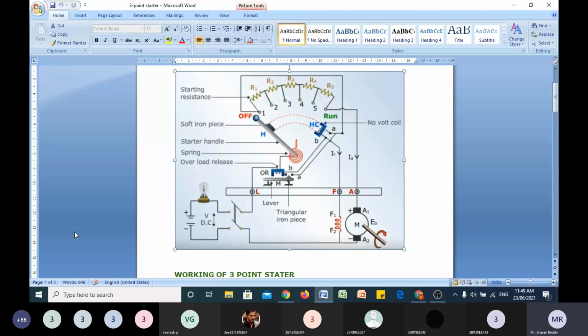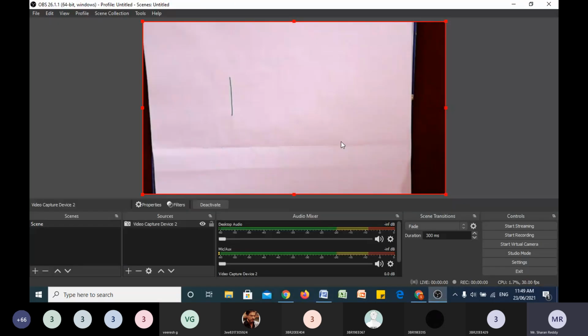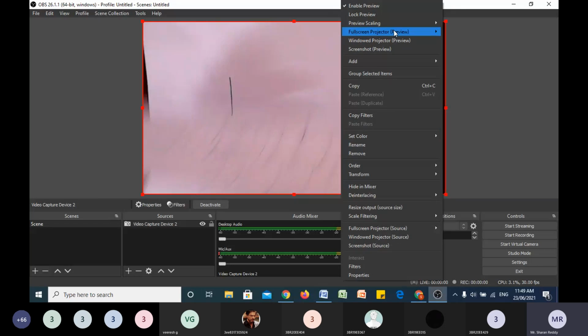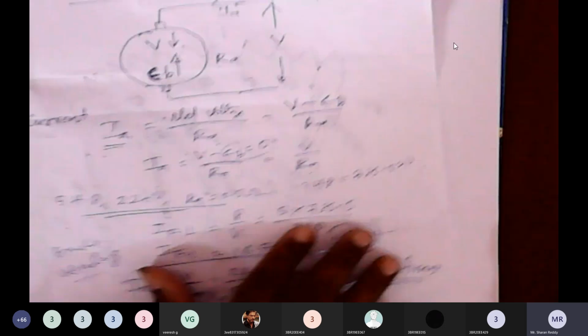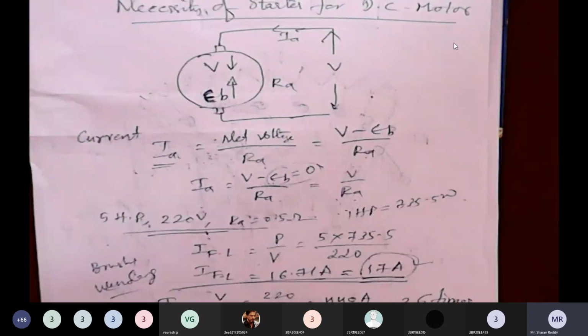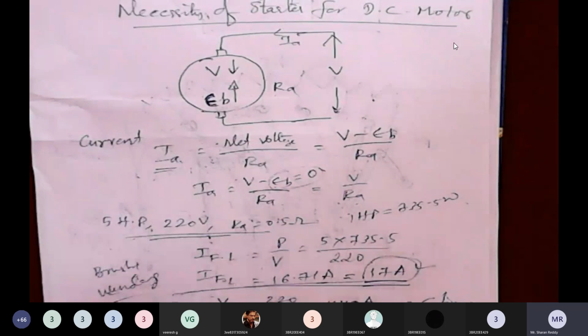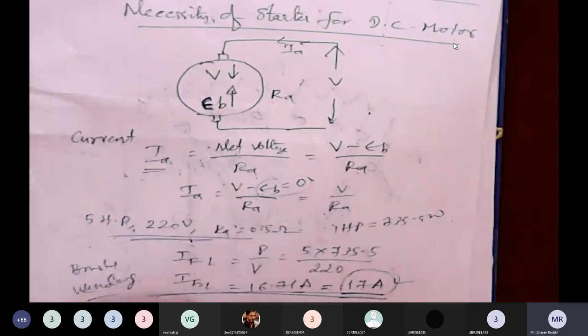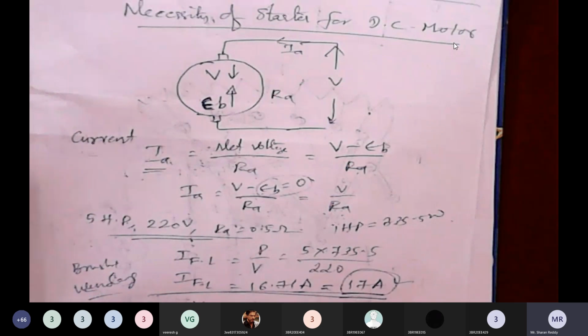First, explain the necessity of the starter. Why do you have to go for a starter? This is the necessity of the starter, with the example. We have to explain this. What is the necessity of the starter? What is the current taken by the motor at the time of starting? Otherwise, back EMF is a very interesting phenomenon. What is the significance of back EMF? The significance of back EMF is very interesting.